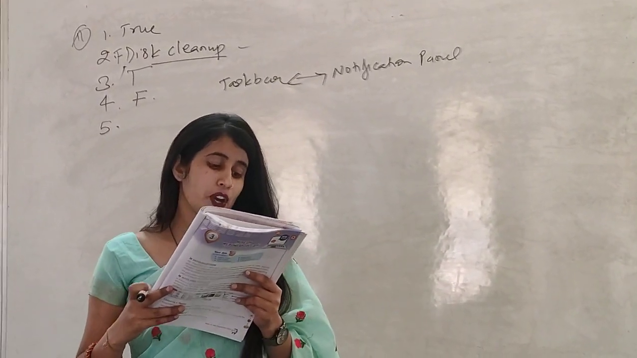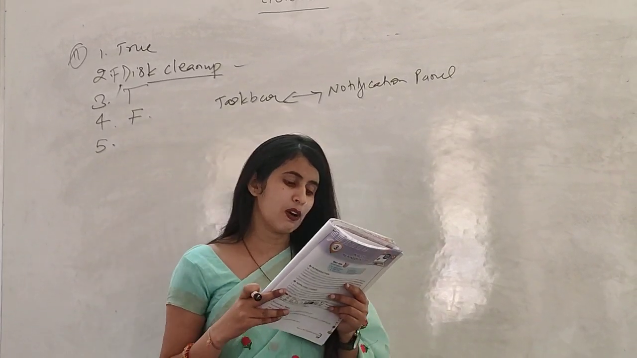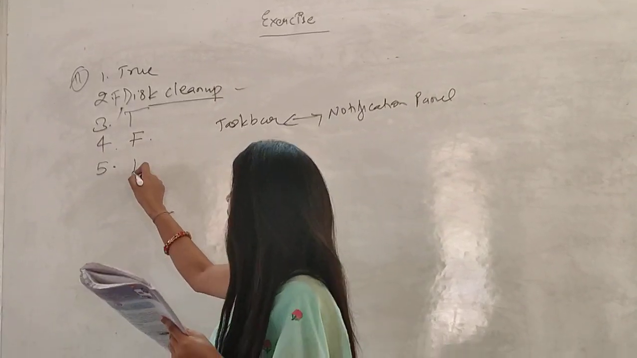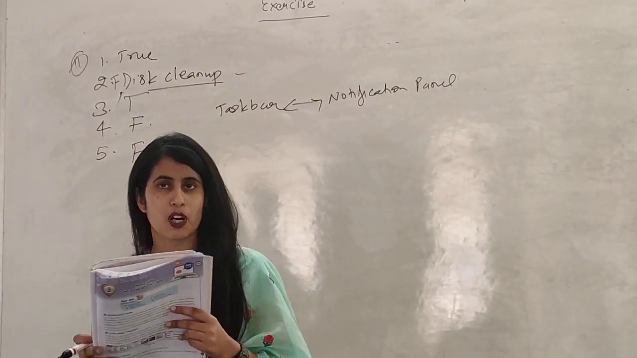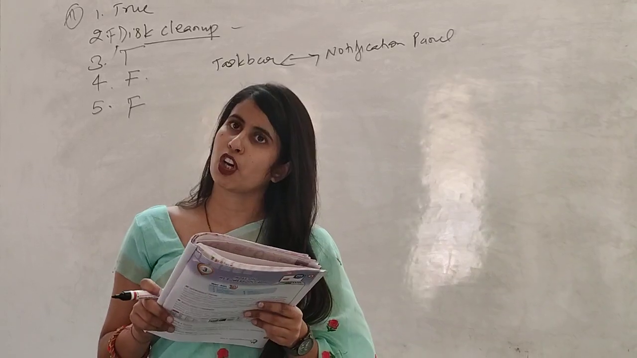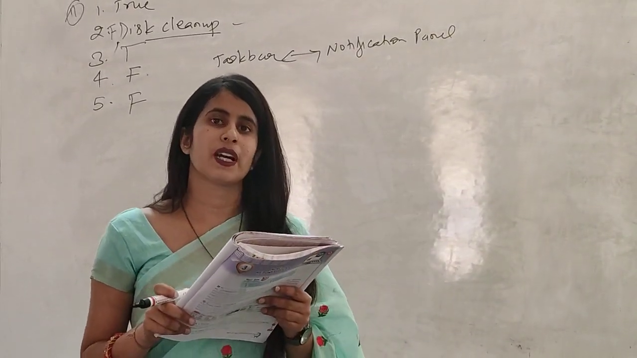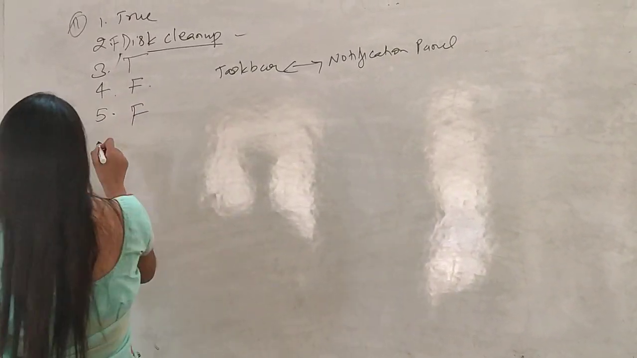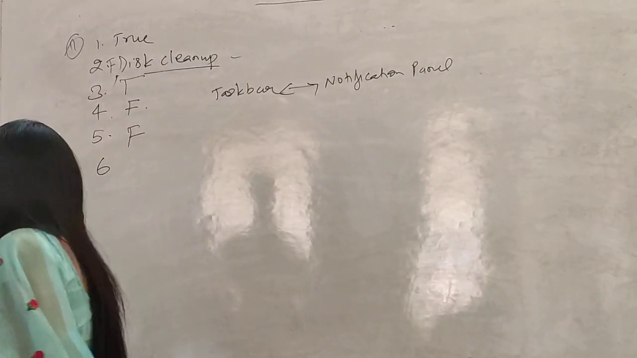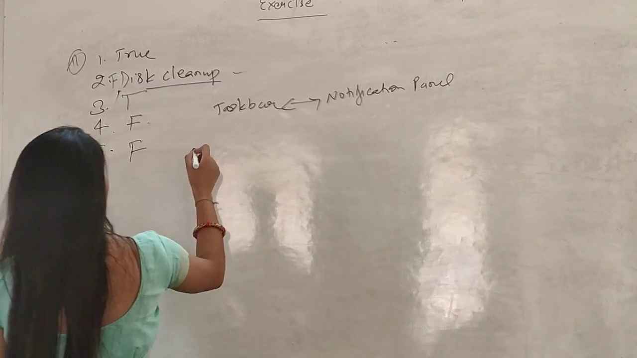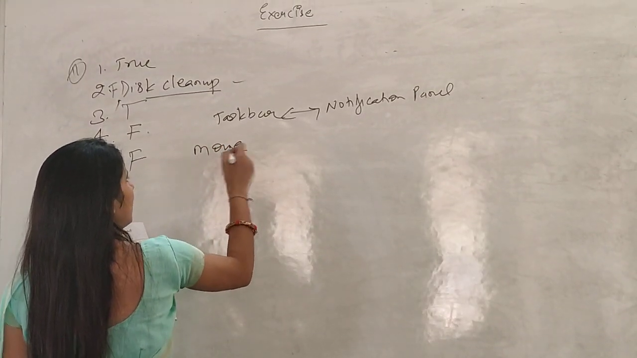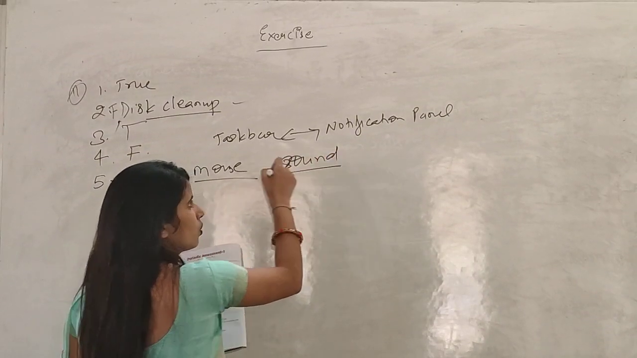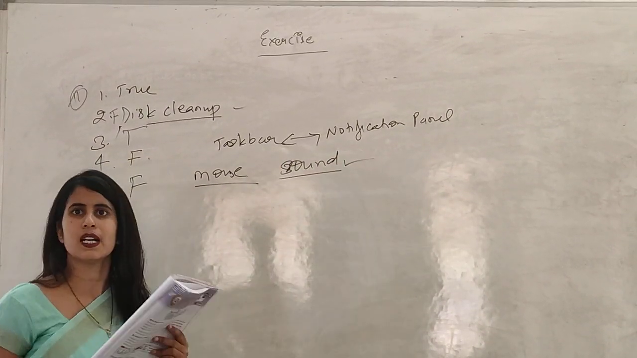Now the last one: recording tab is available in the mouse property dialog box. It is a false statement. Why? Because in the mouse property dialog box we find pointer options and buttons. We don't find any kind of recording tab. This option we find in the sound setting dialog box. So we will underline mouse and write sound here. In this way we can correct the statement.